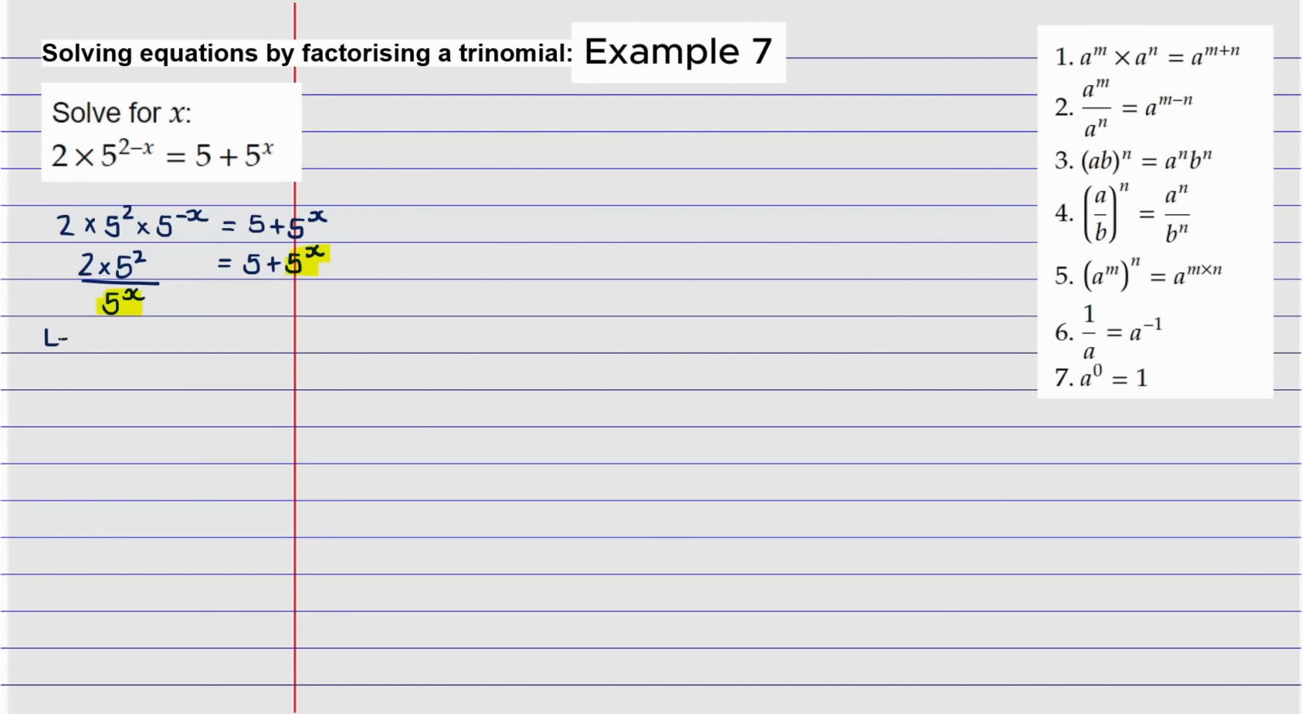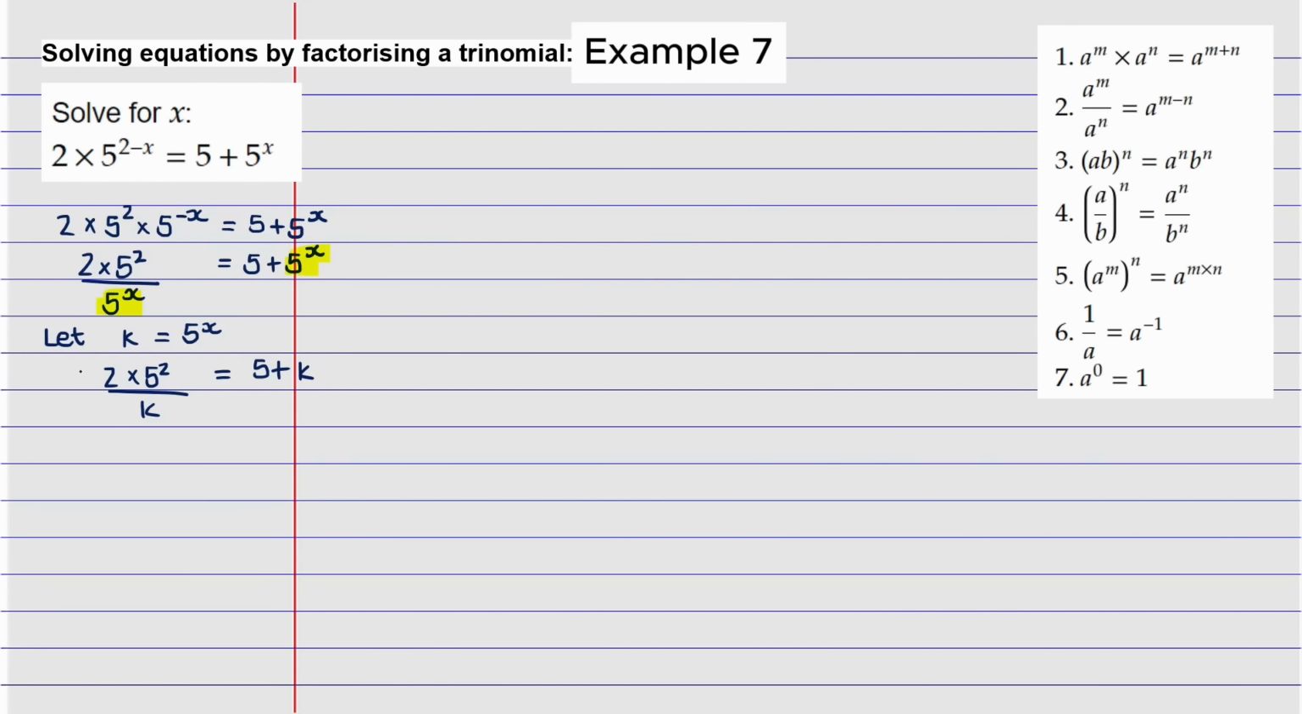So here we're going to say let k equal to what? Equal to the one that I just highlighted. The one in the denominator that has the x that we're solving for, which is 5 to the power x. So everywhere you see 5 to the power x, you're going to substitute it by k. So it's going to be the same as 2 multiplied by 5 to the power 2 divided by k equals 5 plus k, right?